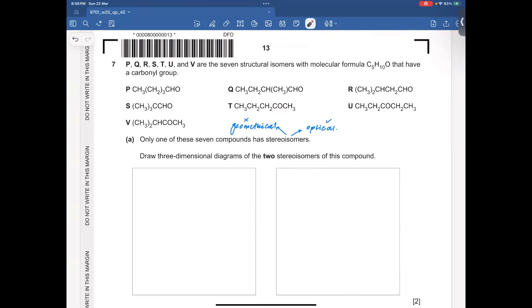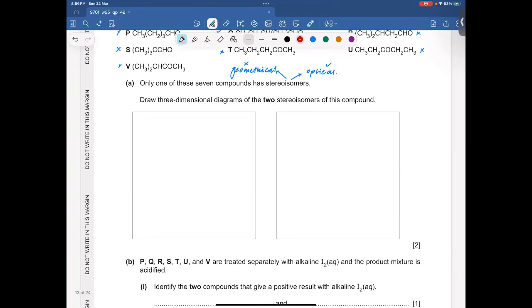There is no chiral carbon atom in this, or this, or this, or this, or this, or this. There is a chiral carbon atom in this one, and this is going to be the chiral carbon atom. So the examiner is looking for the 3D diagram for the 2 stereoisomers of this compound.